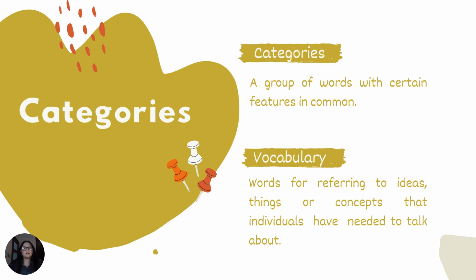But you may be wondering, what is a category in language? A category is a group of words with certain features in common. Moreover, we can think of the vocabulary we learn as a set of category labels. These are the words for referring to concepts that people in our social world had the necessity to talk about.